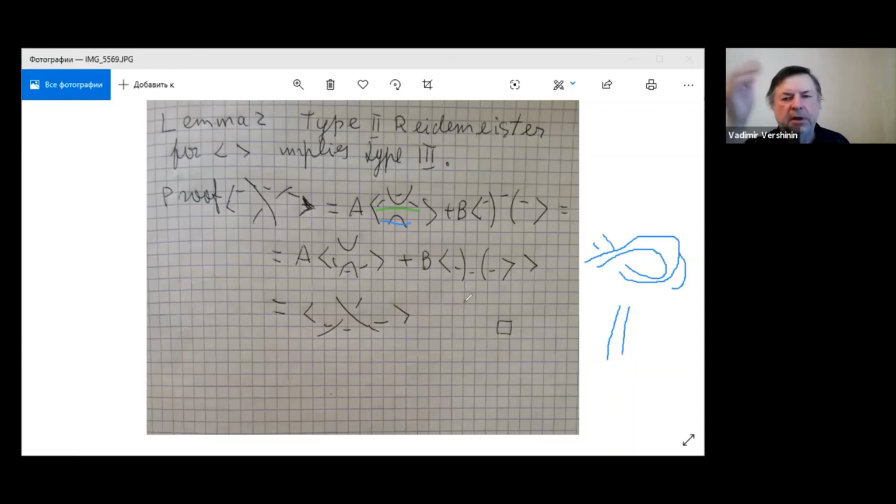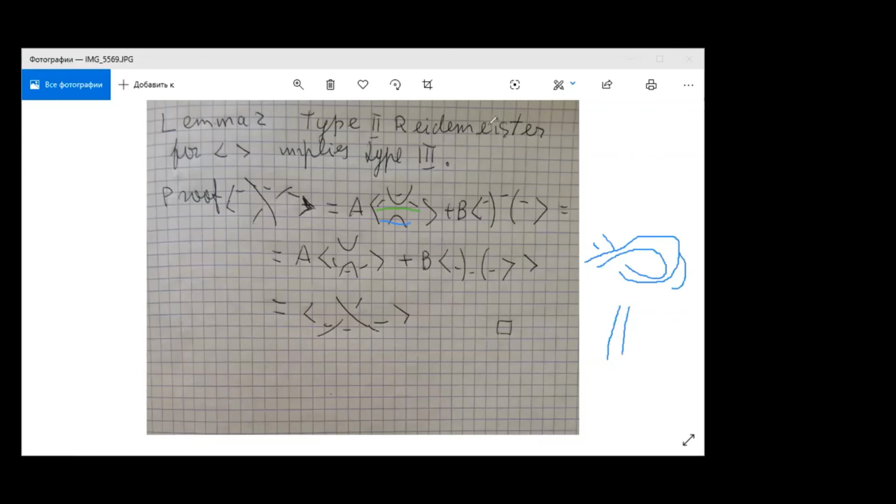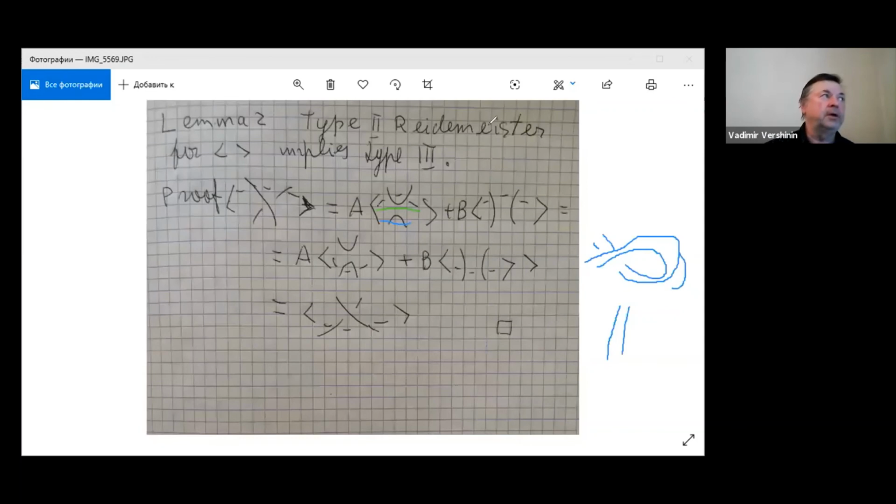It is not invariant under Reidemeister 1. So this is the specificity of the Kauffman bracket. Invariant under regular isotopy, not invariant under Reidemeister 1. Okay, a vector bundle on this line. Okay, sure. Framing. It is also called framed links.